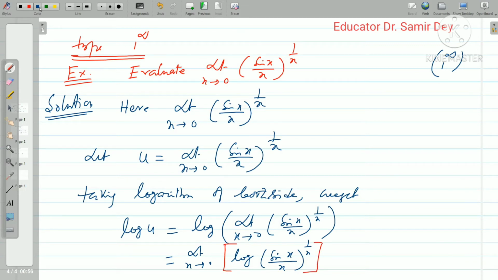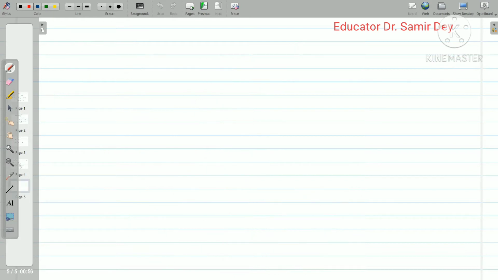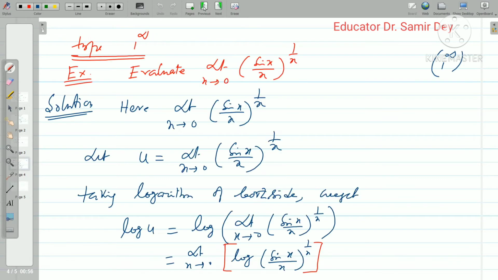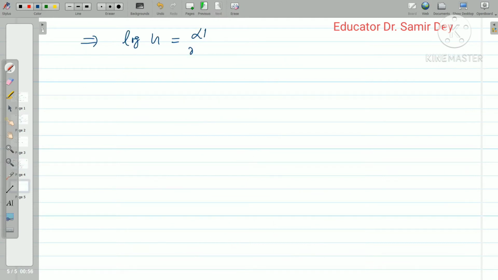Okay, in my next slide, this implies log u is equals to limit x tends to 0 of 1 by x log of sin x by x. Clear? Okay, now what type of form do you have?